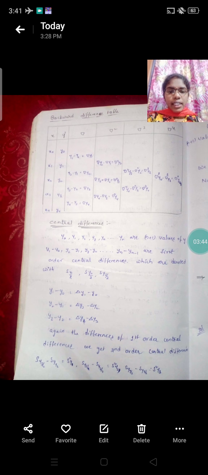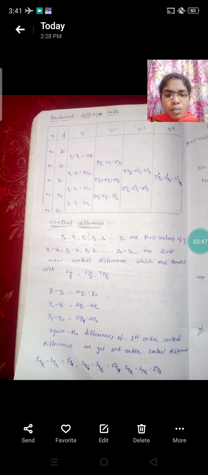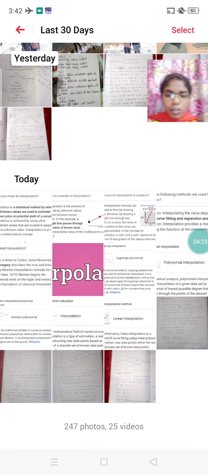Now central differences. Central differences: y0, y1, y2, y3, etc., yn are n plus 1 values of y. So y1 minus y0, y2 minus y1 and y3 minus y2, etc., yn minus yn minus 1 are first order central differences, which are denoted with delta y1 by 2, delta y2 by 2 and delta y3 by 2. Again the differences of first order central differences give the second order central differences.